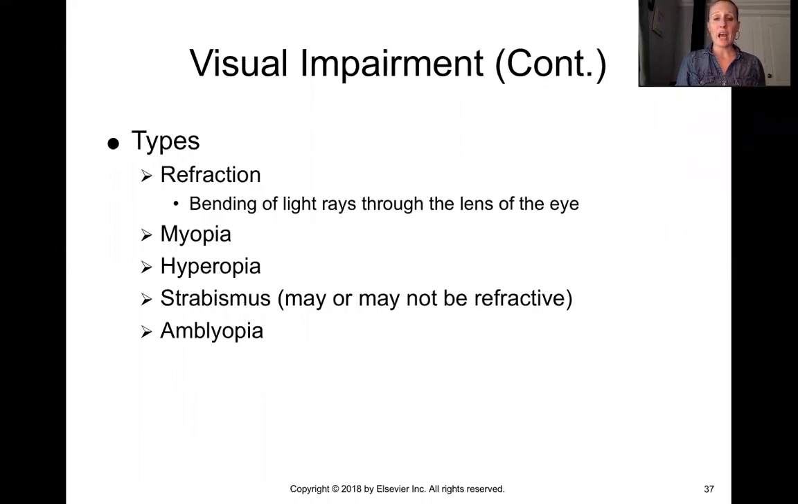So when we're looking at the different types of visual impairment, we want to look at where the light falls in relation to the retina. With myopia, which is nearsightedness, it's going to fall in front of the retina. With hyperopia, which is farsightedness, it's going to fall behind the retina. And then strabismus is more of a cross-eyed, and amblyopia is the lazy eye.